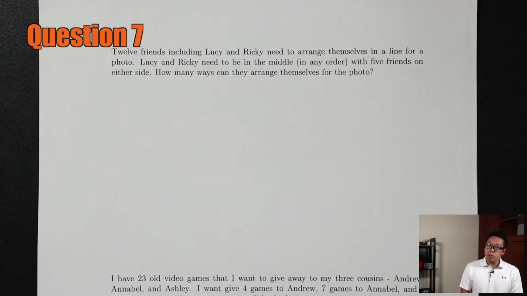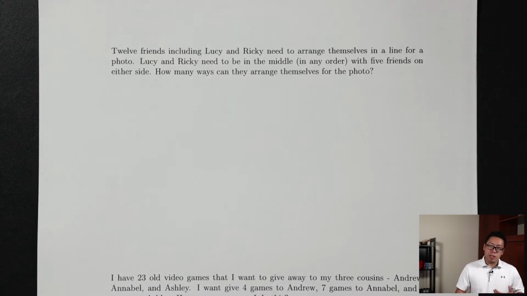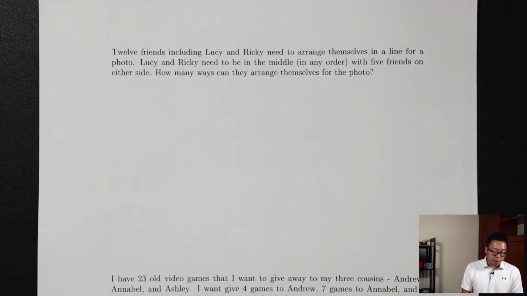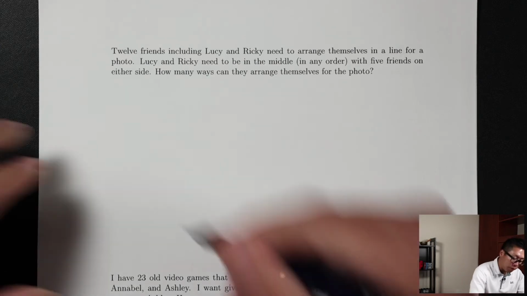12 friends, including Lucy and Ricky, need to arrange themselves in a line for a photo. Lucy and Ricky need to be in the middle in any order with 5 friends on either side. How many ways can they arrange themselves for the photo? Question is, does the order matter for this arranging people in a line for a photo? Yes, it does, right? So like Lucy on the left, Ricky on the right, it's going to be a different picture than Ricky on the left, Lucy on the right. So the order does matter. This is going to be a permutation.